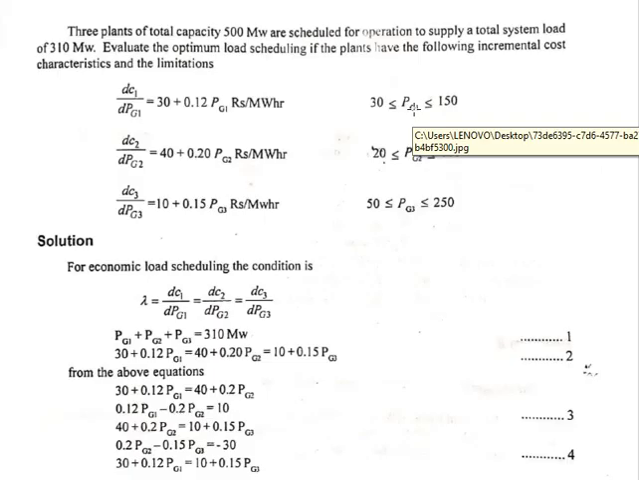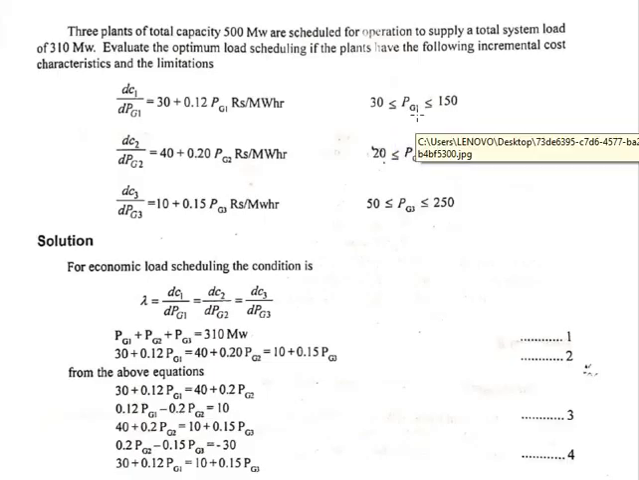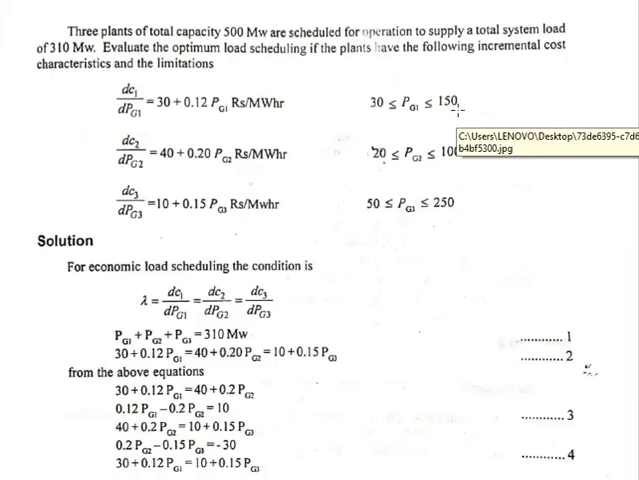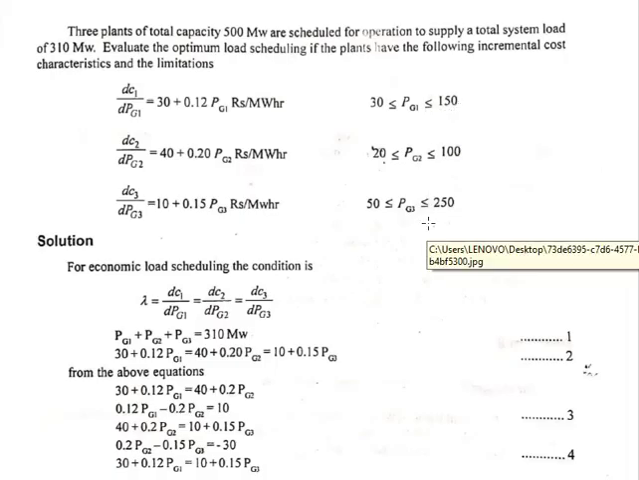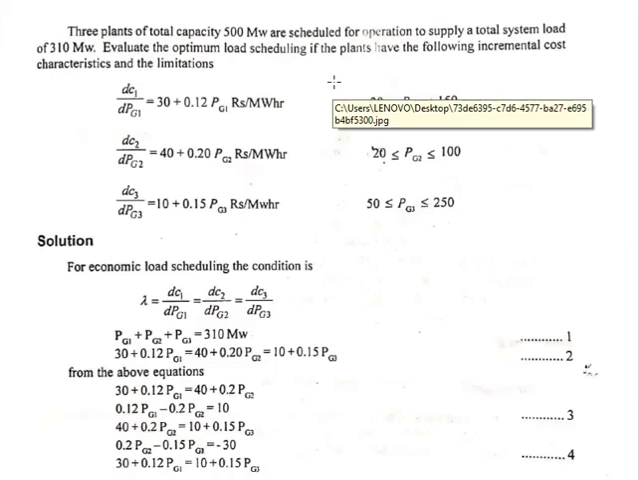In the previous problem, the 2 units had the same limitations. Here the 3 units have 3 different limitations, the minimum and maximum limitations. Pg1 minimum capacity is 30 megawatt and maximum capacity is 150 megawatt, like that Pg2 and Pg3. Here also they have not mentioned the losses, so consider that transmission losses are neglected.